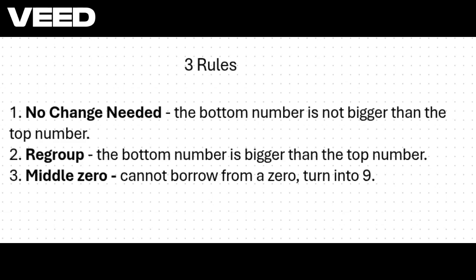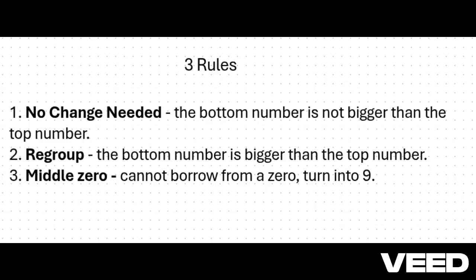The first situation that can happen is no change needed. That means the bottom number is not bigger than the top number. That's when no change is needed. We can simply subtract. The top number is big enough to subtract the bottom number from it. Okay, so keep that in mind.